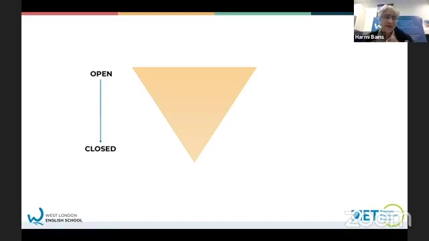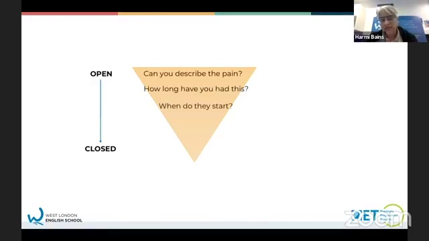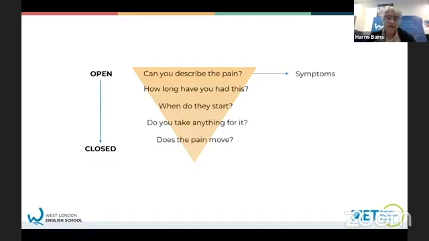And we've got this upside down pyramid. We start with open questions. Can you describe the pain? How long have you had this? And then actually you get more specific. And that's really common. And you can use that with OET. We teach this on medical English, in fact, but you can use this with OET speaking as well.